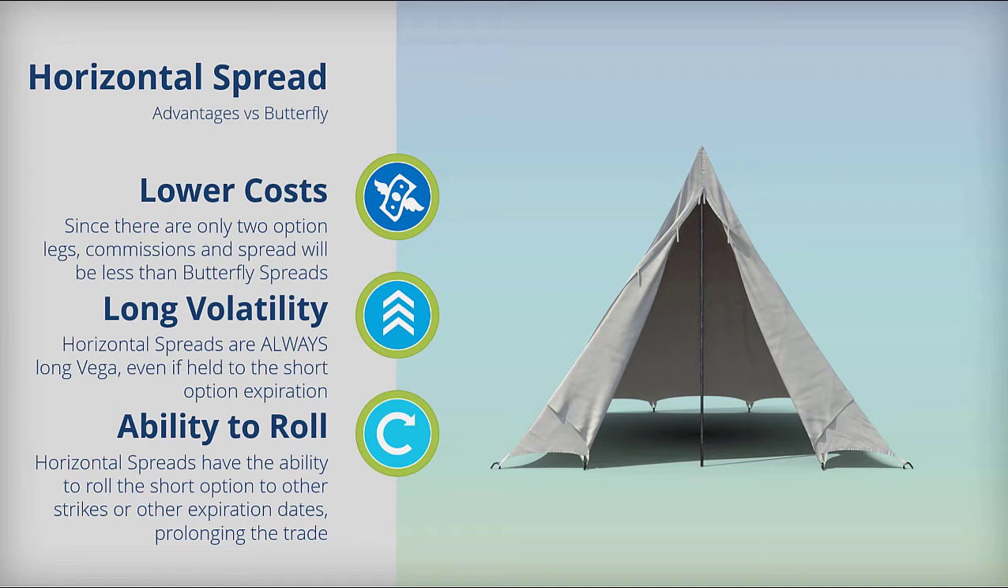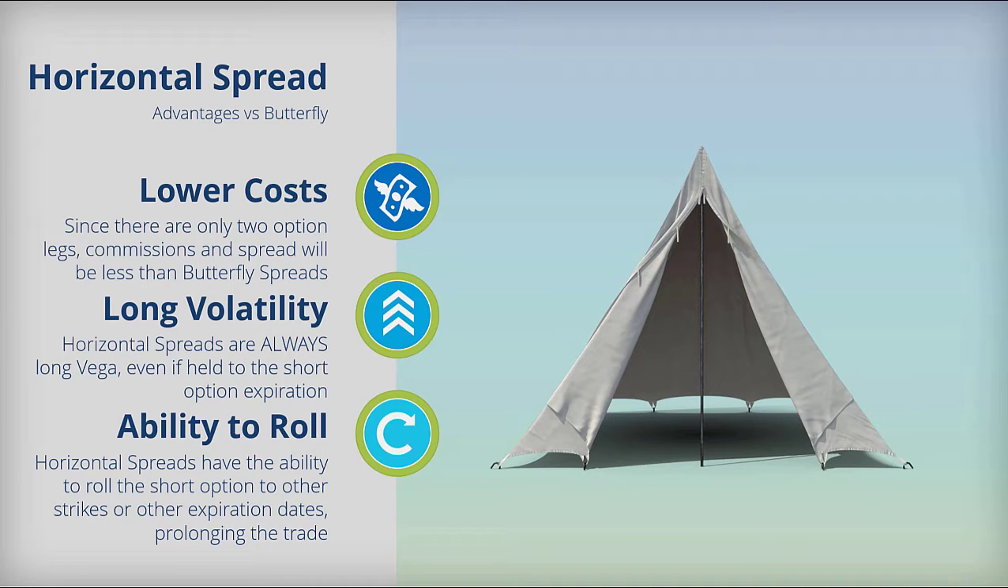This is a long volatility trade, and this is the big difference here. This is long volatility, so if volatility increases, the trade is going to increase in value, which is a good thing for the horizontal spread. Obviously, it works the same way in reverse. A fall in volatility is going to hurt the horizontal spread.